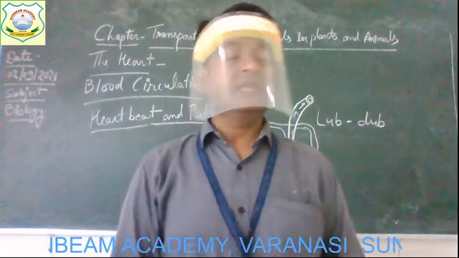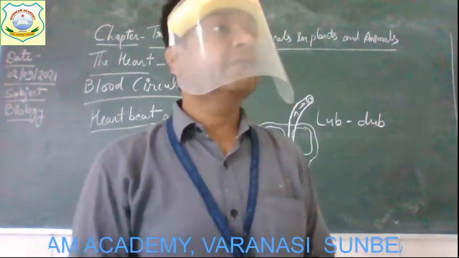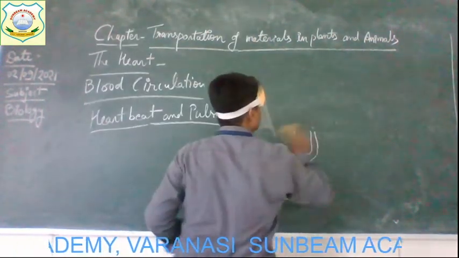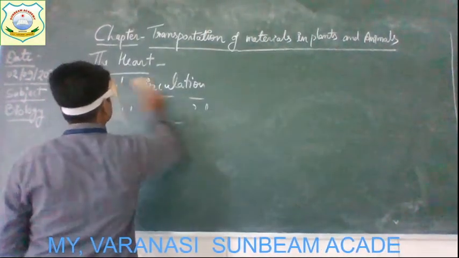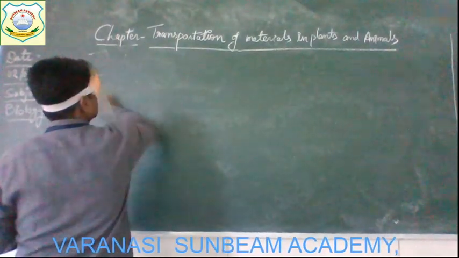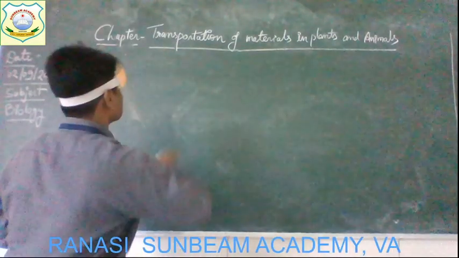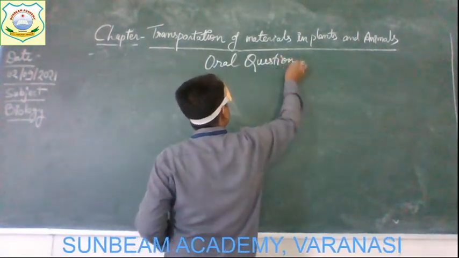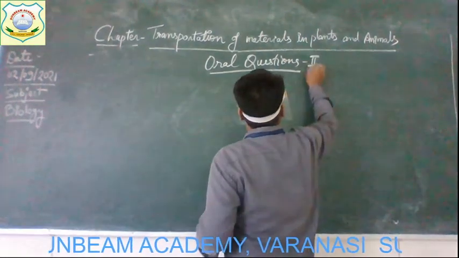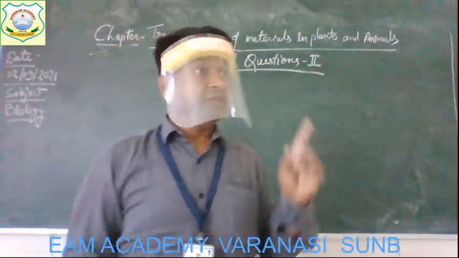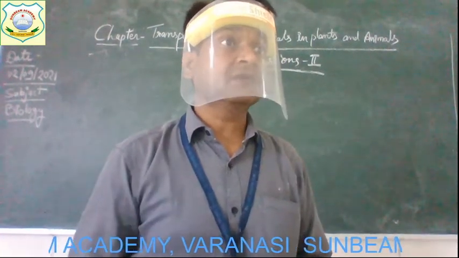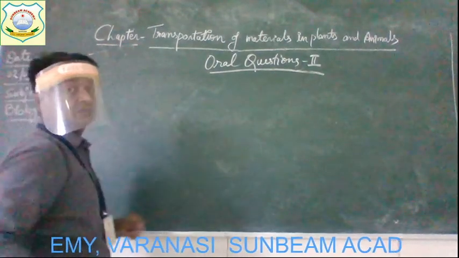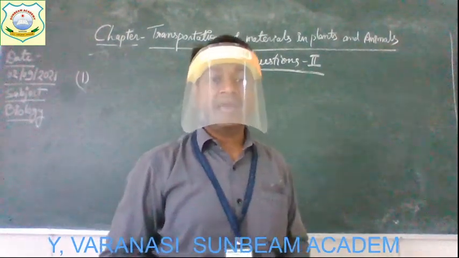Alright. Now come to the next. After this topic, we have the oral questions of the chapter. Clear? So come to the answers of the oral questions. This is the oral question second. We have discussed the answers of oral question first. Now this is oral question second, and question number 1 is, does amoeba have blood?